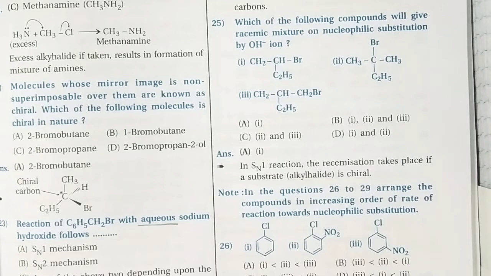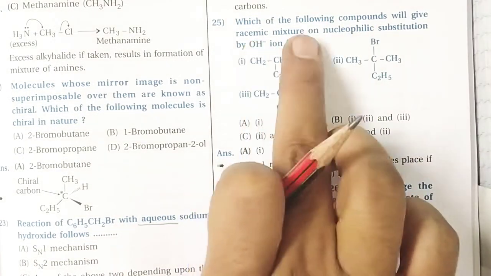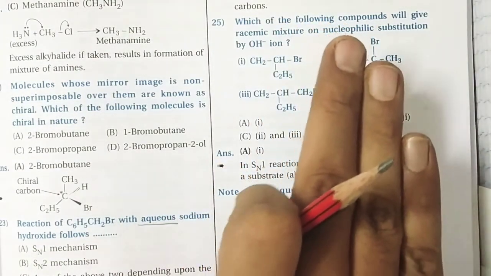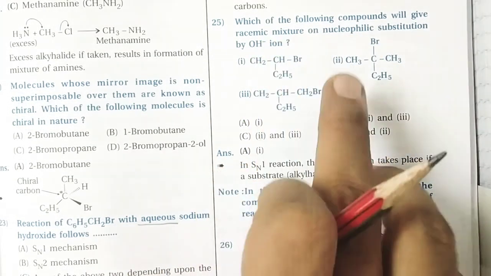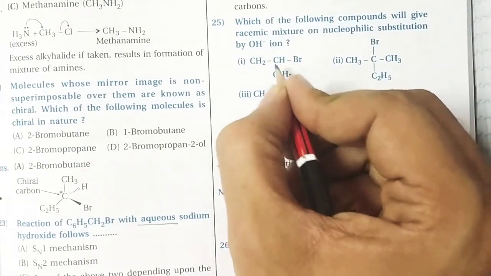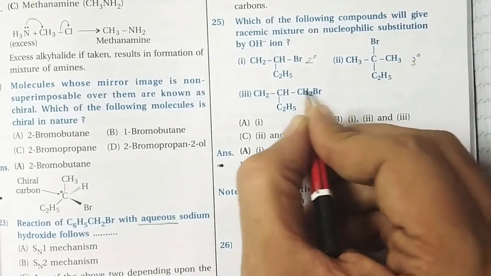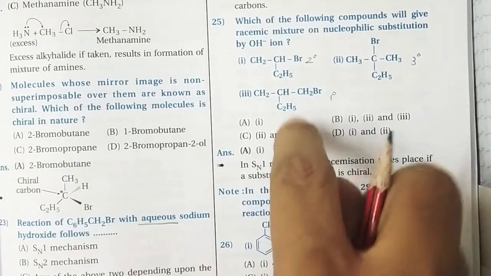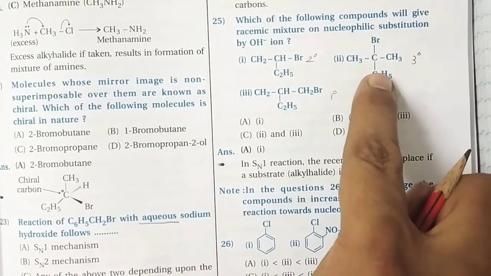Next one, which of the following compounds will give a racemic mixture on nucleophilic substitution reaction by hydroxide ion? We know that this is nucleophilic substitution by hydroxide. Racemic mixture means we have to perform this reaction with the help of SN1. And racemic means our compound must be optically active in nature. So this bromine-containing carbon is connected with 2, so it's secondary. Here bromine is connected with tertiary. Here bromine is connected with a primary. So there is more chance in these two, but this compound is not optically active because 2 methyl groups are the same. So it's not chiral in nature.